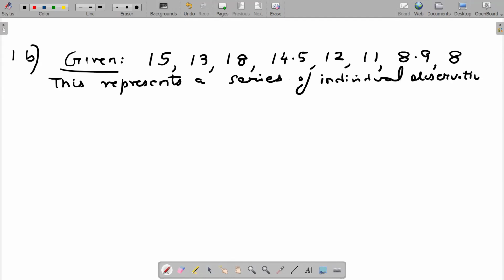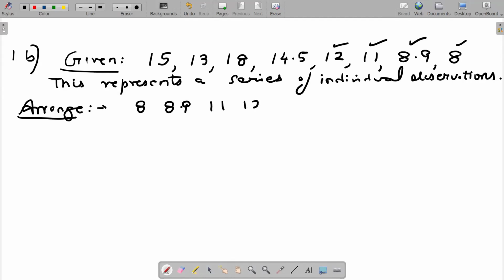Now let me first of all arrange this data in some order. If I arrange the data in an ascending order, because to calculate median and trimmed mean, we need to arrange first of all the data in ascending order. For mean, we don't need to arrange it, but for median and trimmed mean, we need to arrange it. The lowest value is 8, then we have 8.9, then 11, then 12, then 13, then 14.5, then 15, and the highest value is 18.